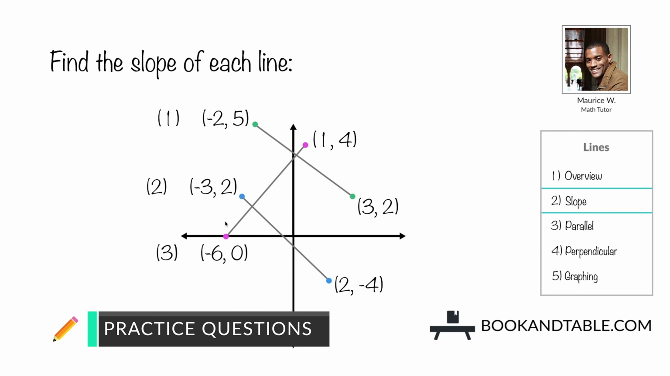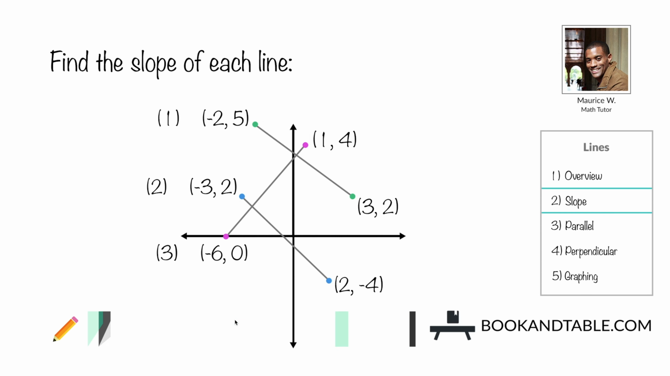Let's have you try a few practice questions. Find the slope of each line. Question number 1 is this green line. -2, 5 is this point here. And +3, 2 is the point here. Question number 2, the blue one. -3, 2, and 2, -4.